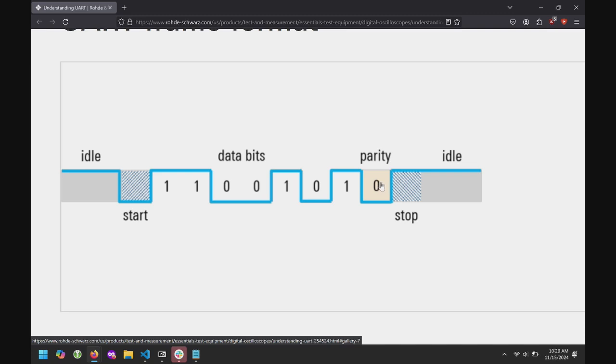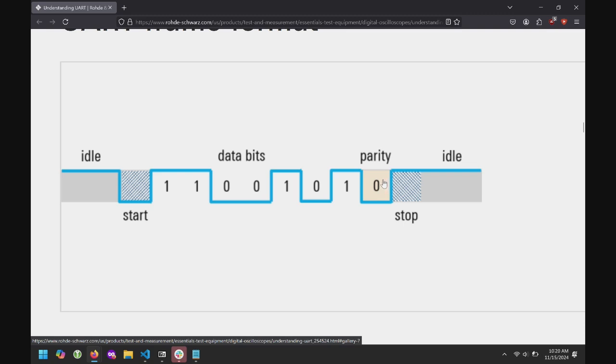Does anyone know what this is? Okay, can I get an explanation of what a parity bit does? Someone? Yeah? So in this case, there's even or odd ones. Exactly, yeah. So the parity bit is a way to check if an error occurred.